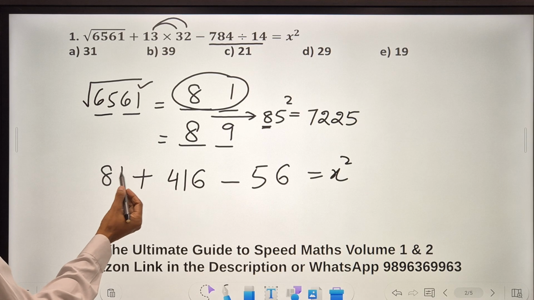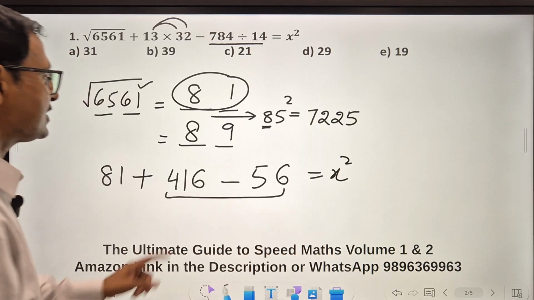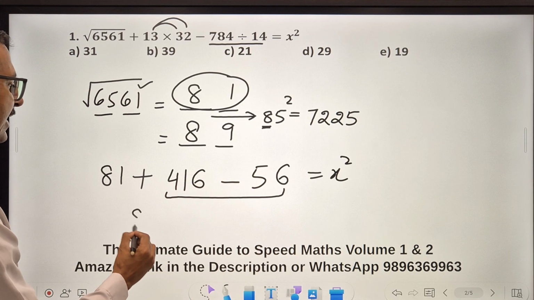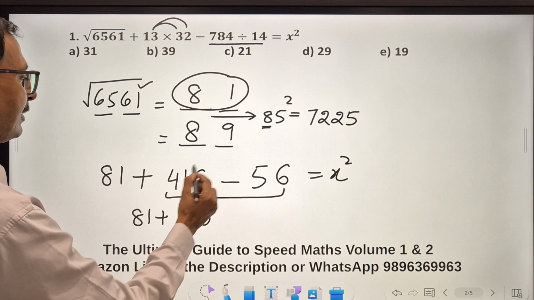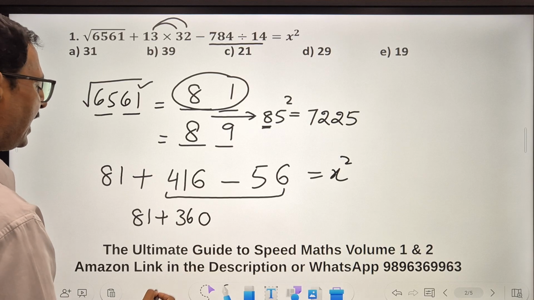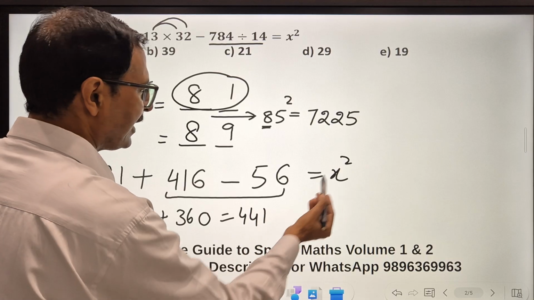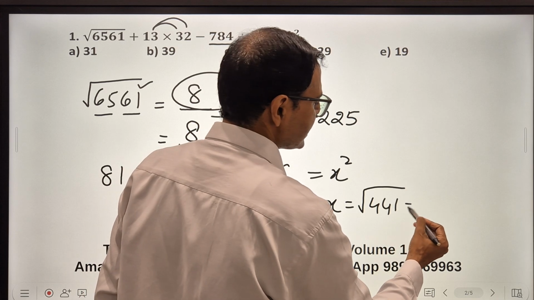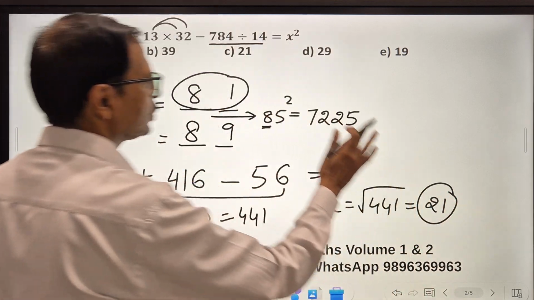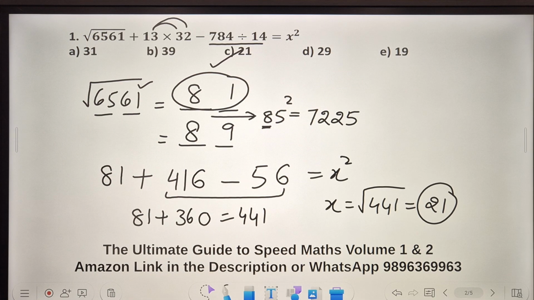Now 416 and 81, and subtract 56. I will do this first because they have a 6 and a 6. So 81 plus 6 and a 6 will give me a 0. 41 minus 5 is 36, and so this becomes 441. And if x square is 441, the value of x is square root of 441, which is exactly 21. And so the multiple choice question is cracked. The option is C, 21, which is the correct answer for this question.